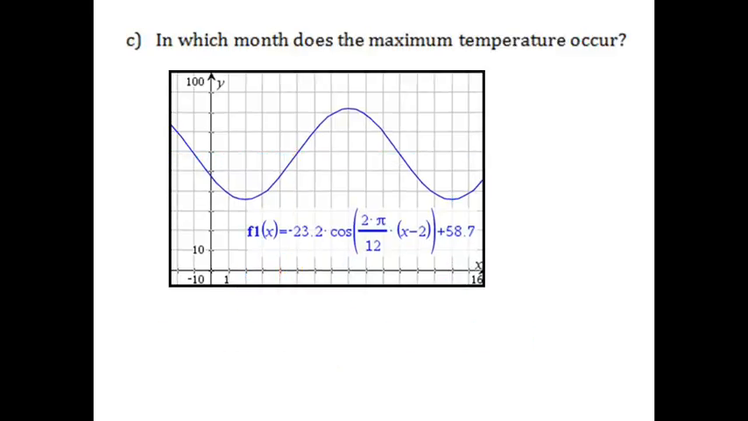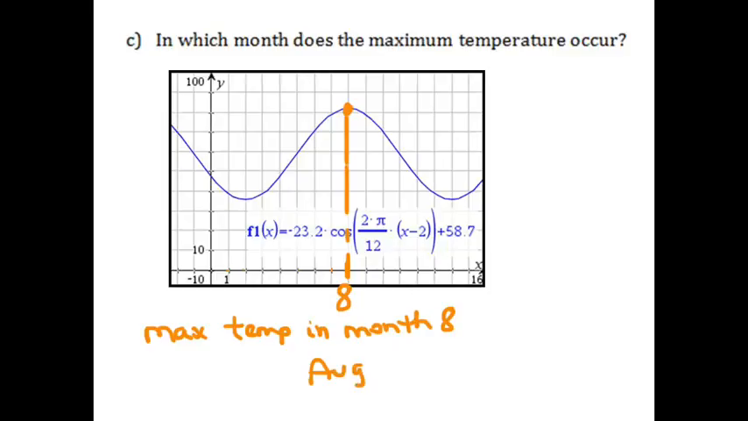All right, question C. In question C, we're asked to determine in which month does the maximum temperature occur. So we just talked about that on the last graph. Remember, my maximum is right here, and that point corresponds down here to the 8. 1, 2, 3, 4, 5, 6, 7, 8. And so that means that max temperature occurs in month 8, which would be August.